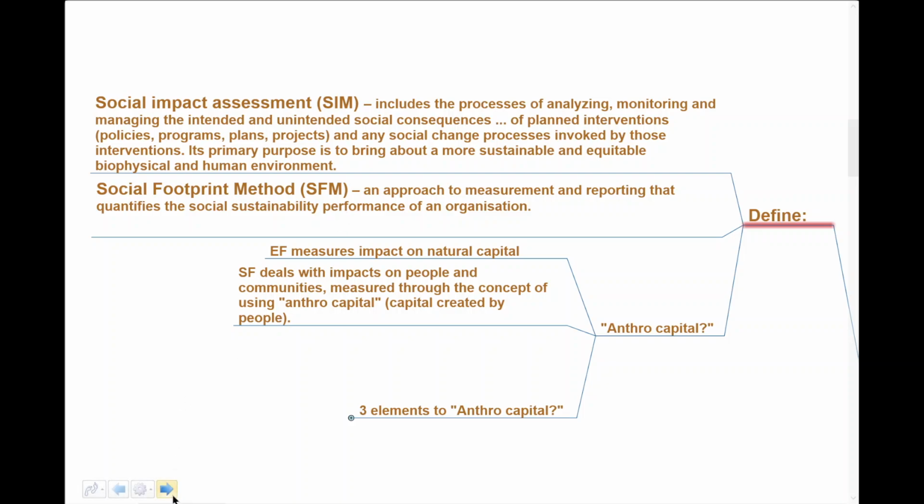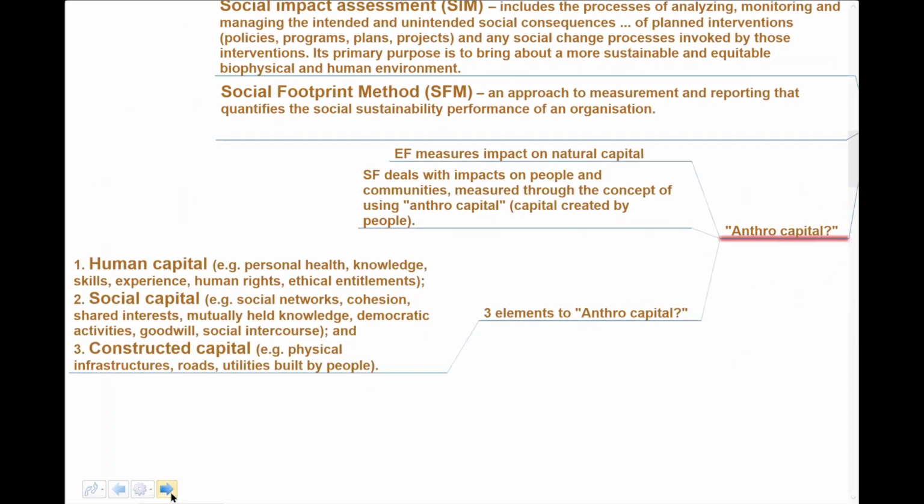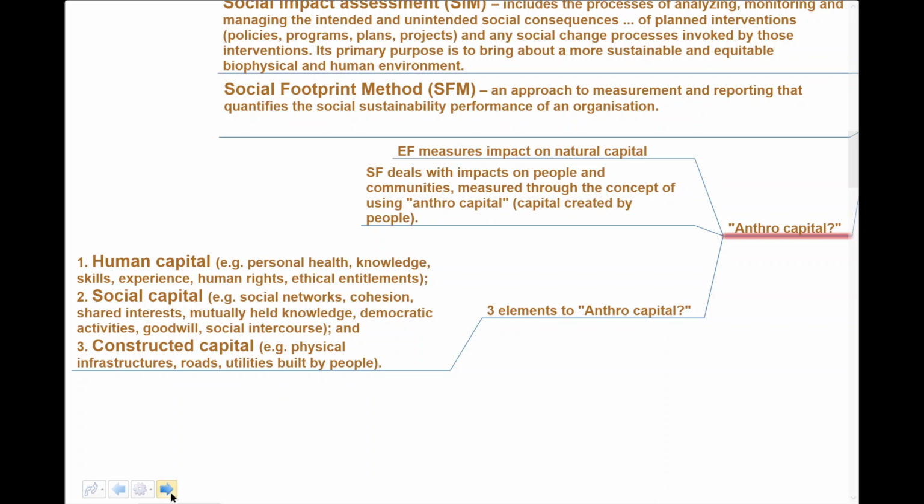Now, further to that, this area here is important: anthrocapital. Okay, you may or may not be familiar with this. If you've looked through the study hub, you will be. So obviously, when we think about EF, environmental footprint, we're talking about impact upon natural capital, the world's resources, et cetera. Now, when we think of SF, social footprint, we're talking about people, we're talking about communities. And this can be measured through something referred to as anthrocapital. So really, anthrocapital, for that, read capital created by people, okay?